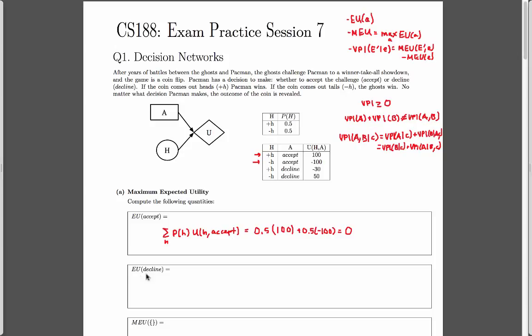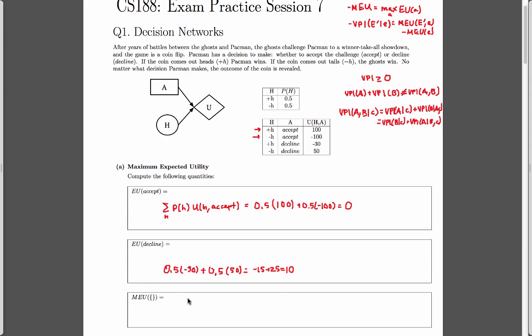Now let's compute the expected utility of declining. So in this case, we have the same exact equation, except this is now the utility of h and decline. So what we get here is if it's heads, which has a 50% chance, then we get a utility of negative 30. And if it's tails, which happens with a 50% chance, then we get a utility of 50. And so the expected utility is equal to negative 15 plus 25, which is equal to 10.